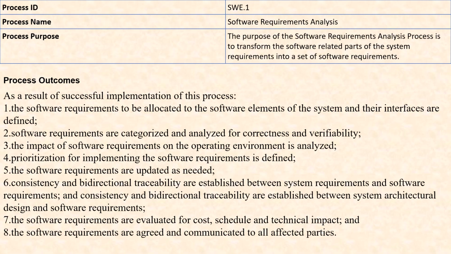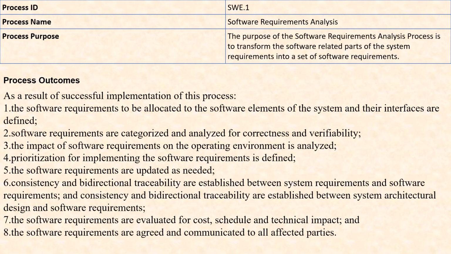Okay, now let's see what the various process outcomes are. What are all the various outputs that happen after this particular SWE1 process is completed? The software requirements to be allocated to the software elements of the system and their interfaces are defined. So what are all the various elements of the system? What are these interfaces? They are clearly identified and outlined.